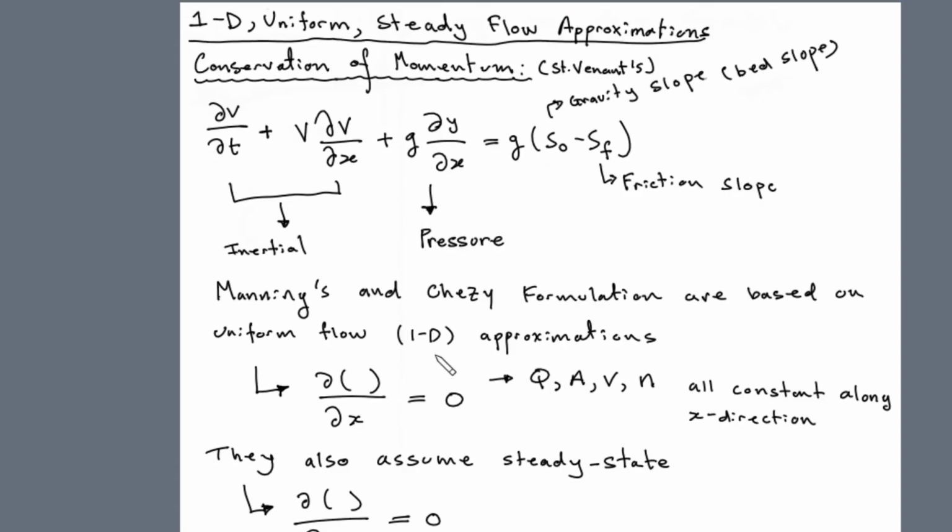Within this equation, we can see that we have a one-dimensional approximation because we are only considering terms along the x direction, which the x direction will be along the bed slope downstream. Downstream is the positive direction.